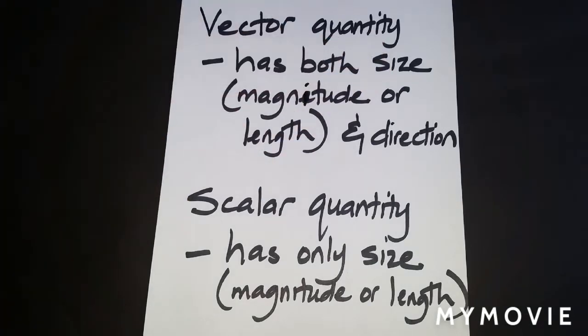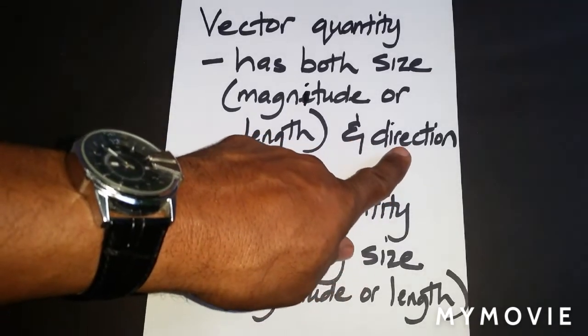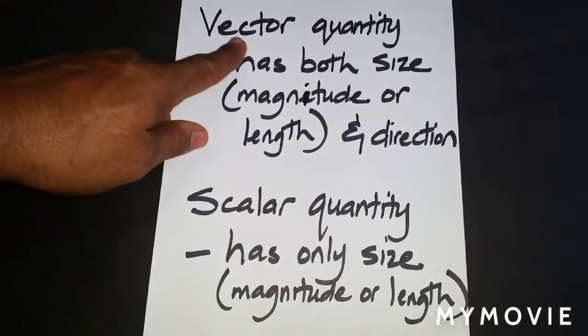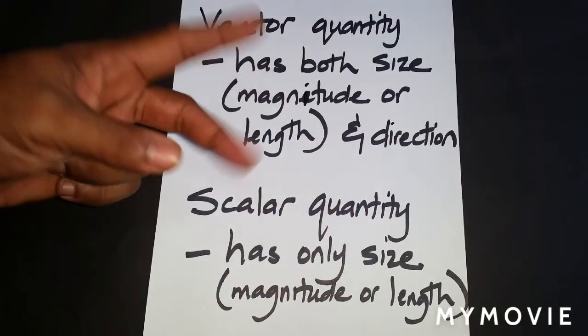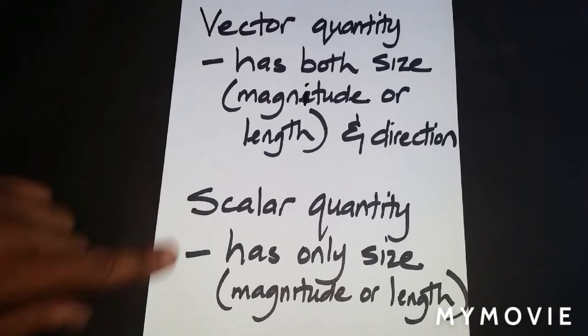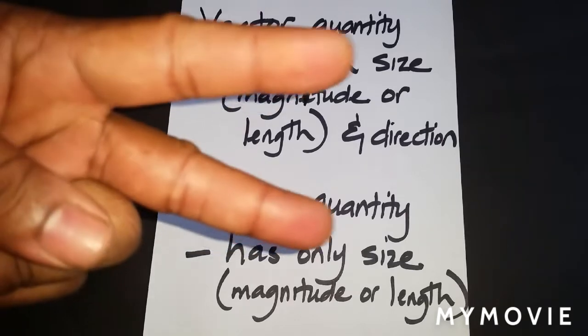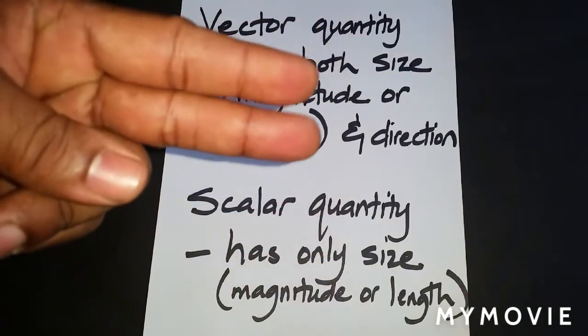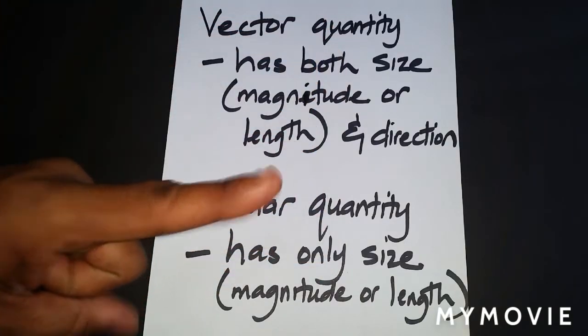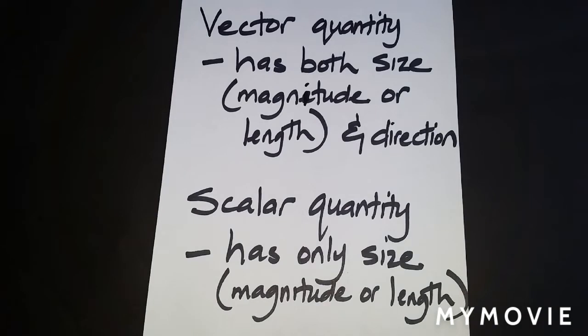So a vector quantity has two things. It has magnitude, which is also called size or length, and it has direction, extremely important. So a vector quantity has both magnitude and direction. Now a scalar quantity only has magnitude, and again, magnitude means size or length. So that's a big difference. So a vector quantity has magnitude and direction, two things, while a scalar quantity has only one thing, which is magnitude.